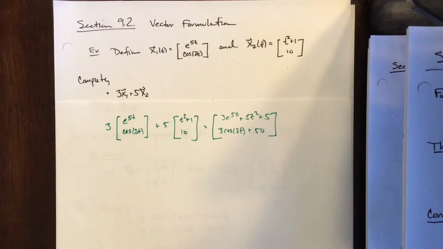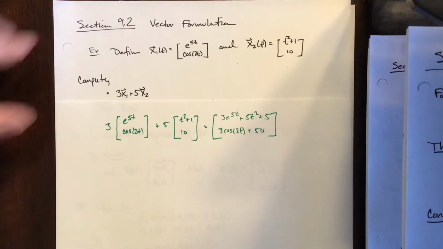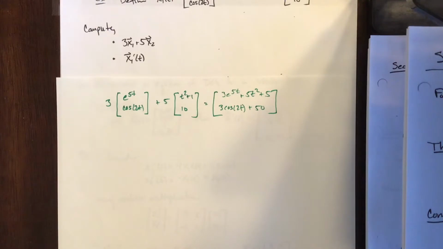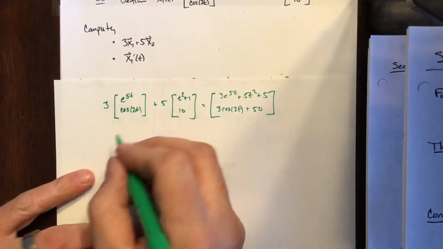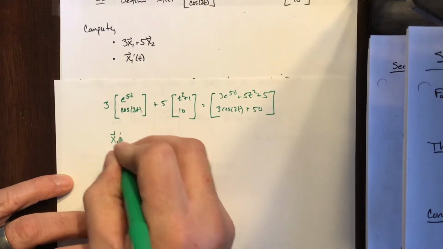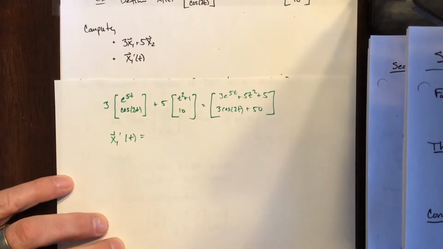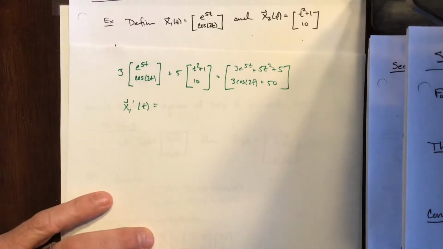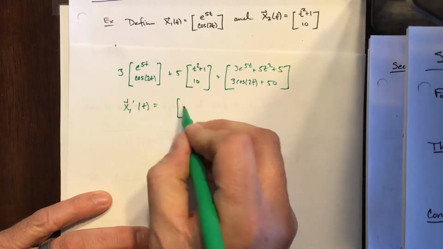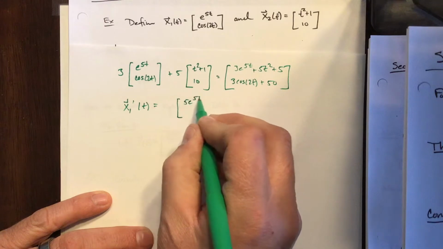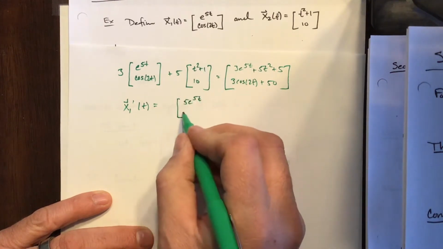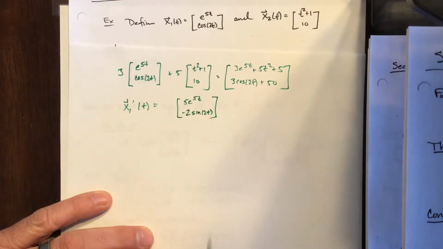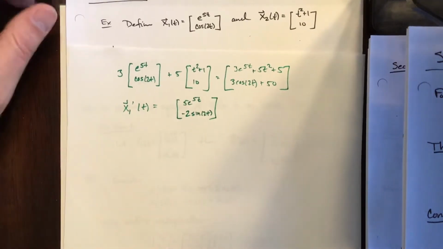So vector addition is going to work just like it would for scalars as opposed to functions. Now the only thing that would be somewhat new is what does x1 prime look like? In which case you're going to take e to the 5t and take the derivative of that, get 5e to the 5t, and you'll take the derivative of this and get minus 2 sine 2t. So you take the derivatives component-wise.